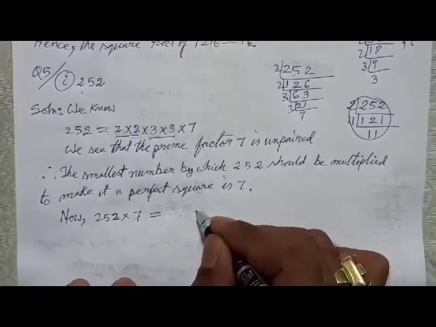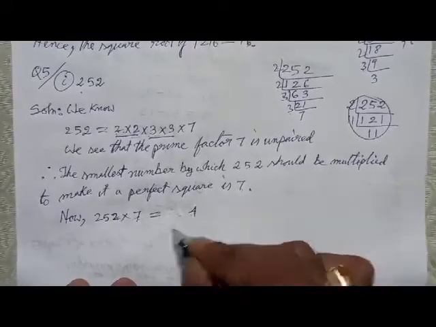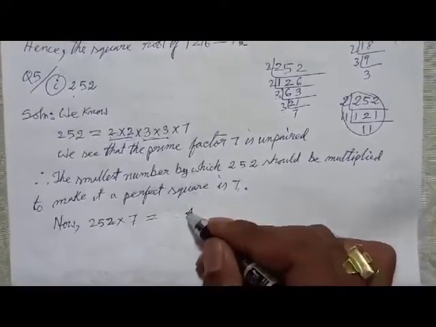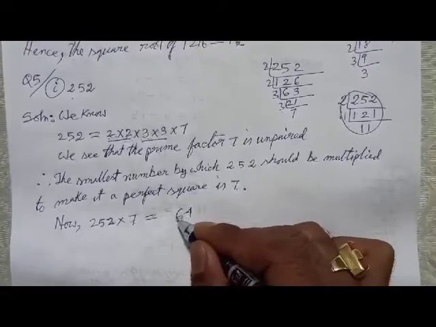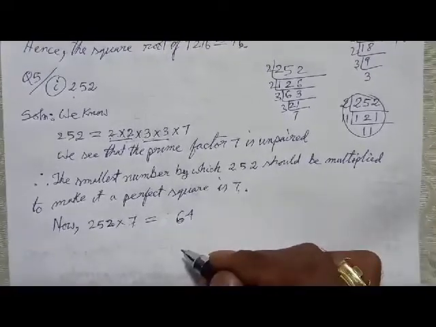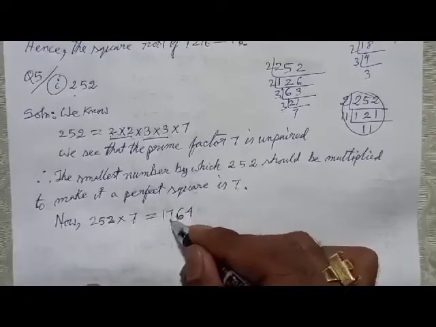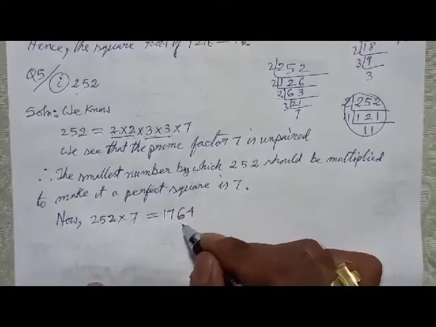7 2 times is 14, 1 carry, 7 5 35, 36, 3 carry, 7 2 are 14, 15, 16, 17. So we are getting 1764.